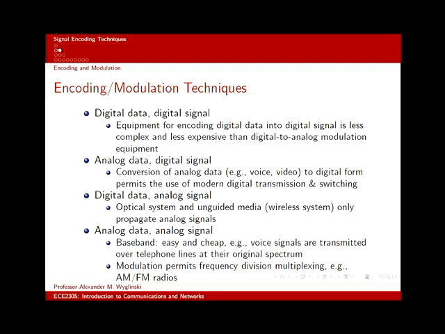Last but not least, there's analog data and analog signals, and what those are is like your FM radio, your AM radio, your analog TV. What this is, you have analog information, and then you superimpose that on top of an analog carrier signal and communicate that over the air. So again, there's no digitization, there's no analog to digital, digital to analog converters, or anything of that nature. It's straight analog data to an analog signal, and then back to analog data.